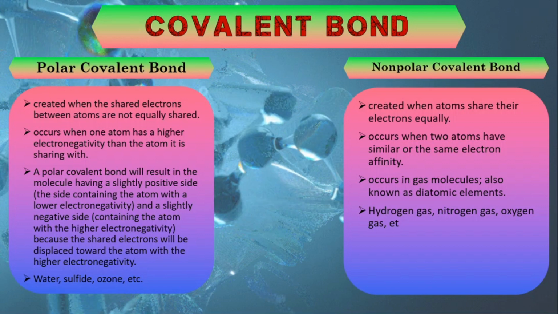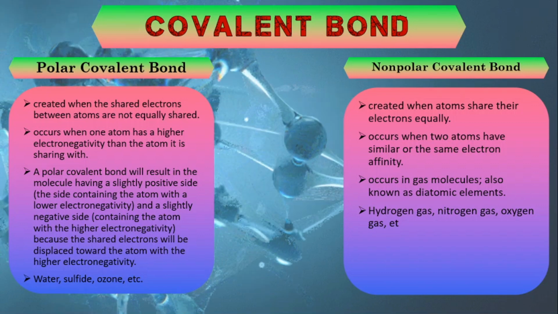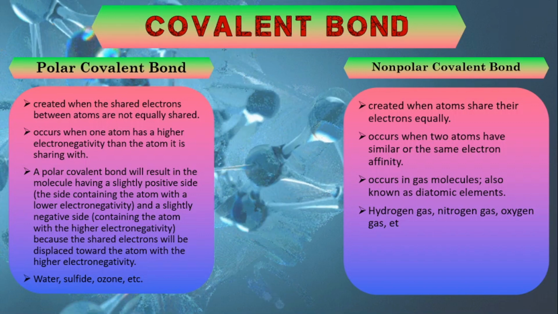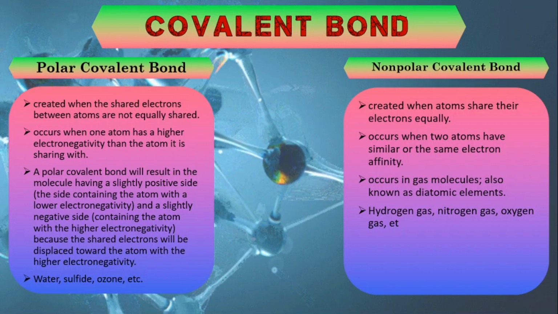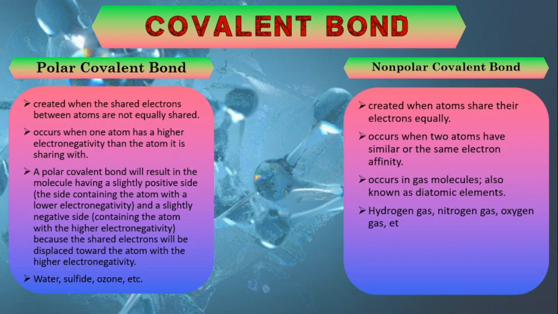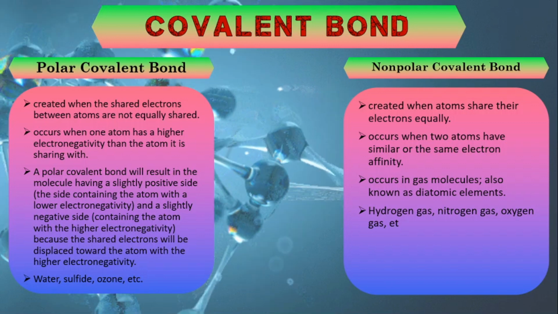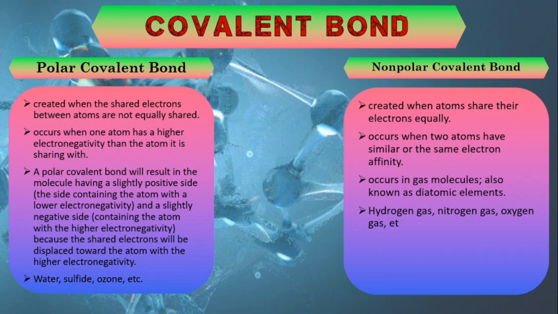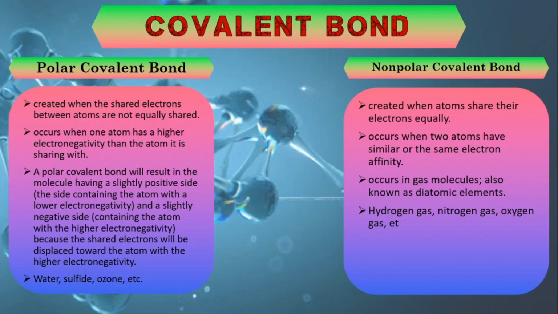While for the non-polar covalent bond, it is created when 2 atoms share their electrons equally. It occurs when 2 atoms have similar or the same electron affinity. It occurs in gas molecules, also known as the diatomic elements. Examples of this are hydrogen gas, nitrogen gas, and oxygen gas.